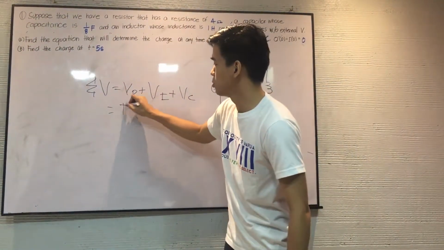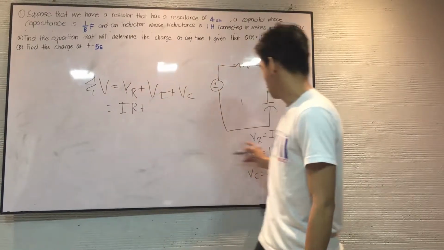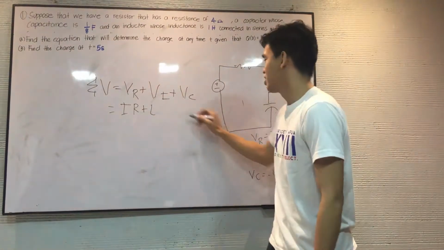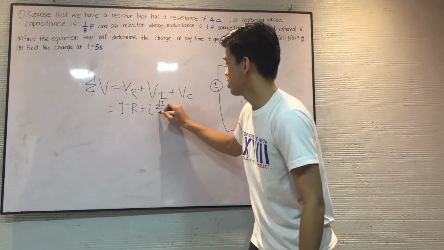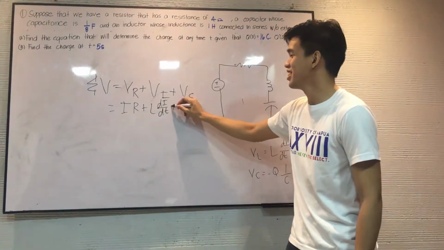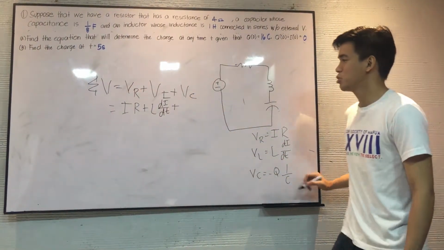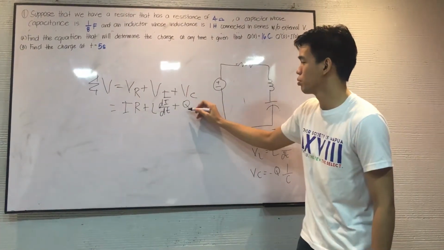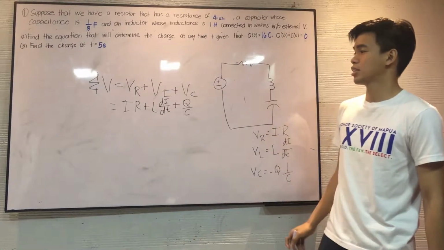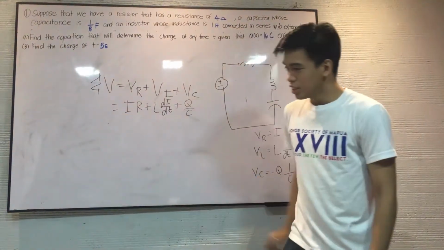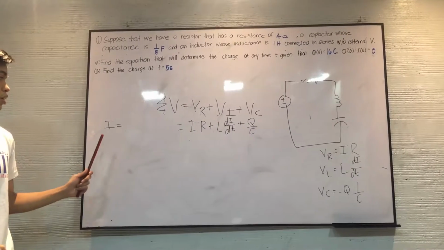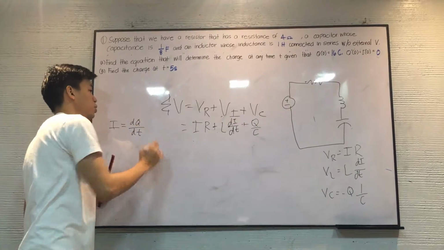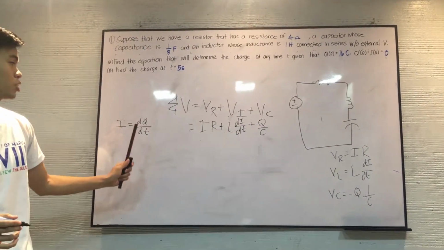VR is equal to the current and the resistance. The inductor voltage is equal to the inductance times its instantaneous change of current. And the voltage within the capacitor is equal to the charge times the reciprocal of its capacitance. Since the current is equal to the first derivative of the charge over time, then we can substitute the i's here in terms of their charges over time.